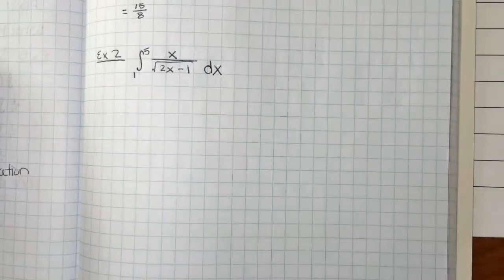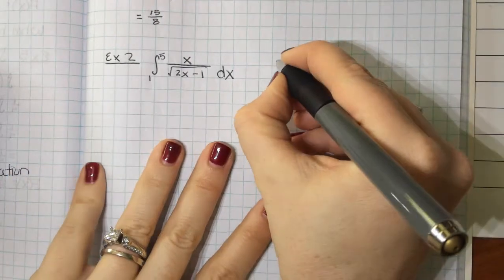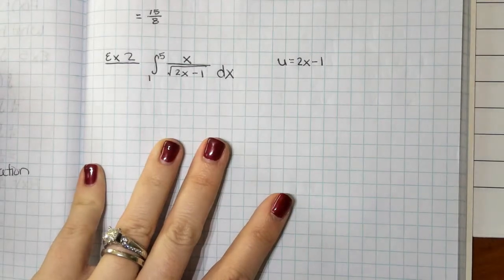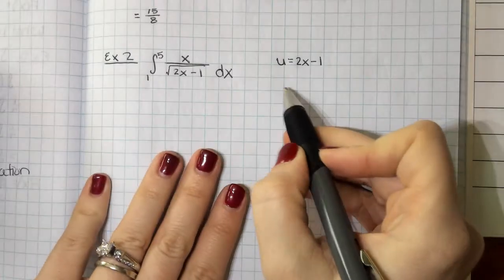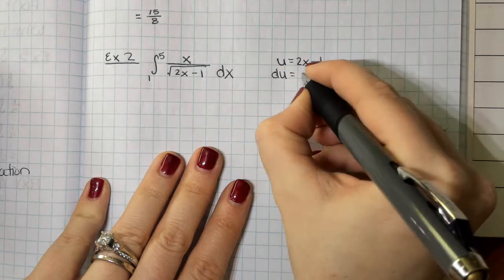Now, looking at what I have, you definitely want to use u substitution. What's the inside function in this case? Okay, so let's start there. U is going to equal 2x minus 1. First place to start is du. So what should du equal in this case? 2 dx.